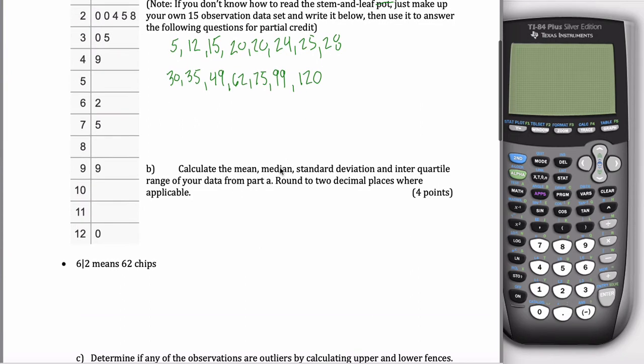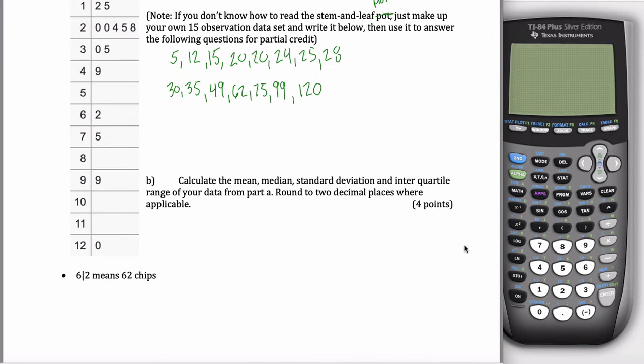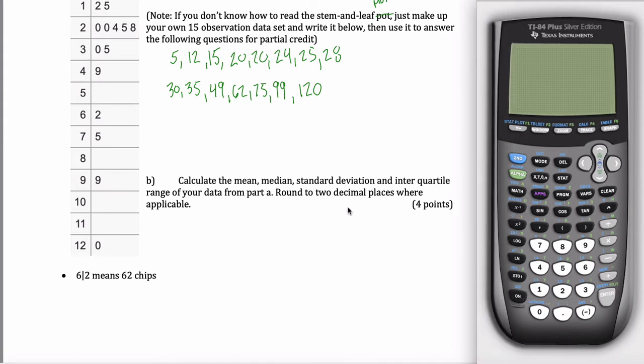Next, I'm asked to calculate the mean, the median, the standard deviation, and the interquartile range. Some of those, or at least one of them, you could figure out just by looking at the data. But it'll make your life easier to use one variable statistics on your calculator. And for some of them, like standard deviation, it would be a mess. I haven't even taught you how to calculate it without a calculator.